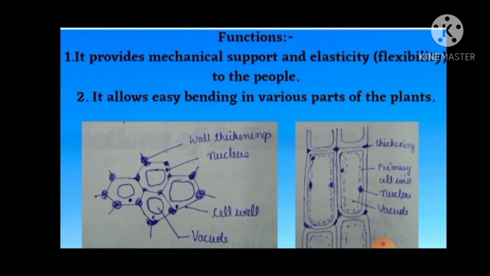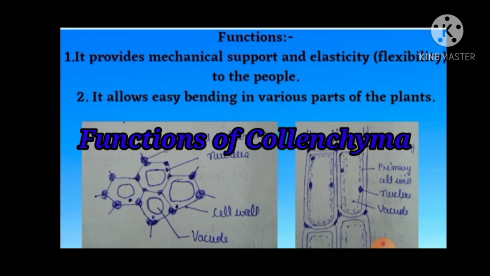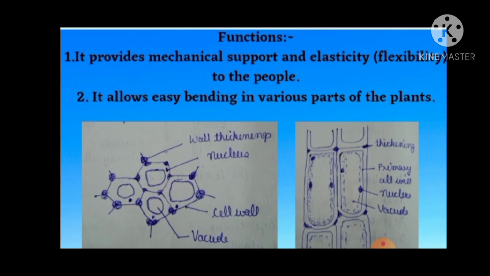Now let us study the functions of collenchymatous cells. It provides mechanical support and elasticity, that is, flexibility to the plant. What happens, students? When strong wind blows, the plants generally don't break, they bend. And how do they bend? They bend with the help of this tissue known as collenchymatous tissue. It allows easy bending in various parts of the plants.